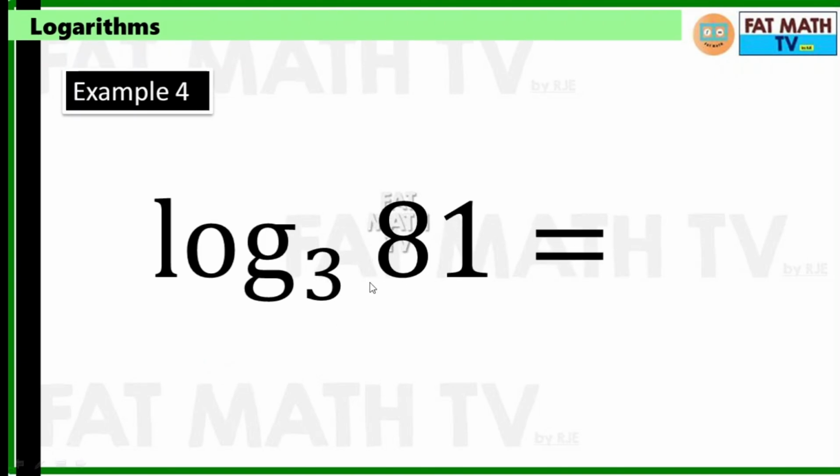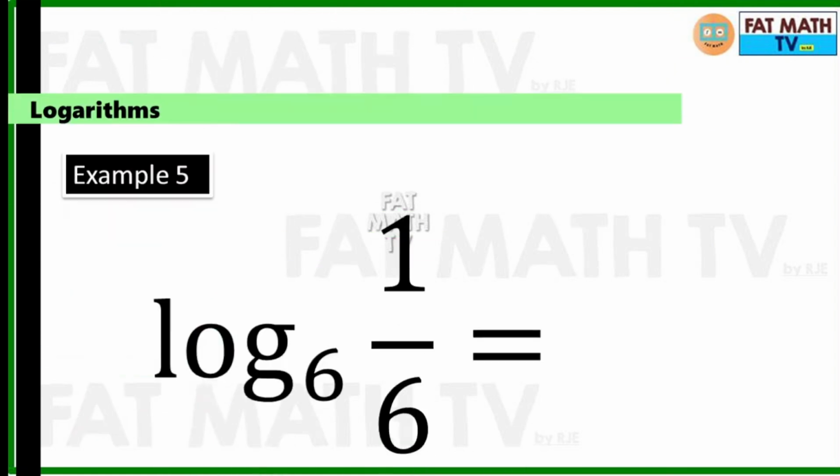How about this fourth example? Logarithm of 81 to the base 3 is asking us the exponent of 3 so that the answer is 81. So the answer is 4 because 3 raised to 4 is 3 times 3 times 3 times 3. That is 81. So the exponent should be 4.